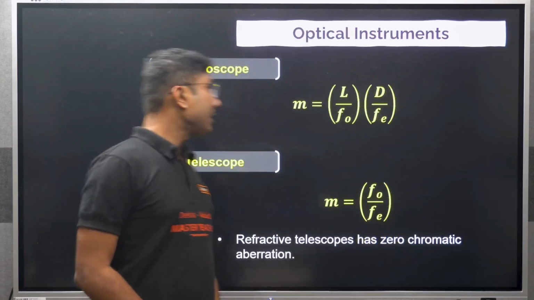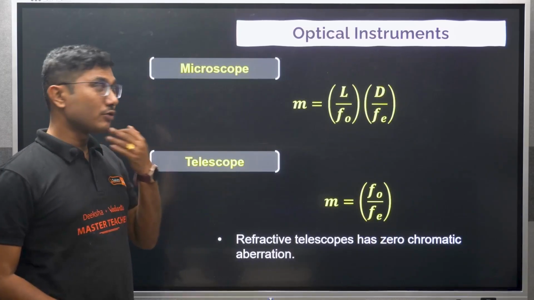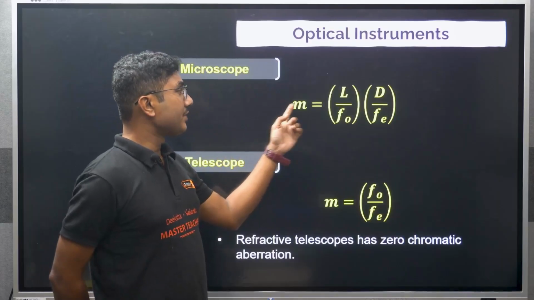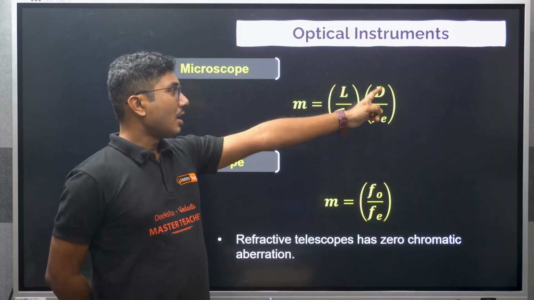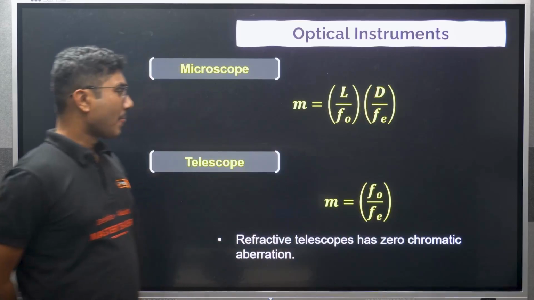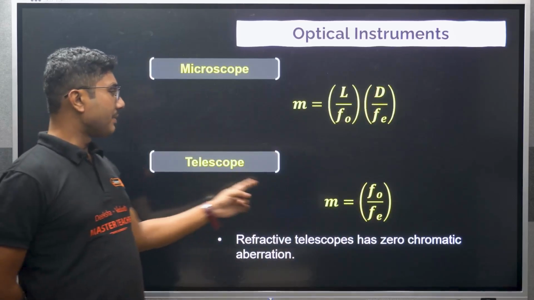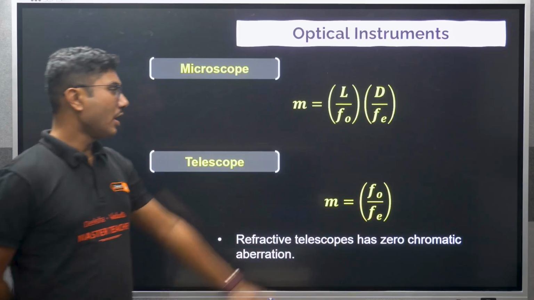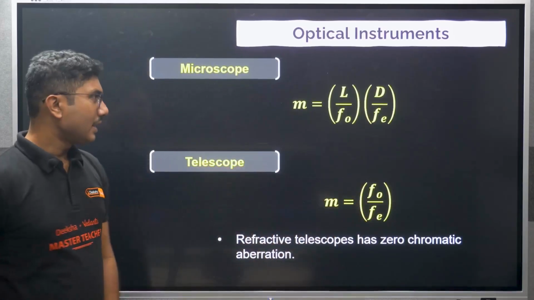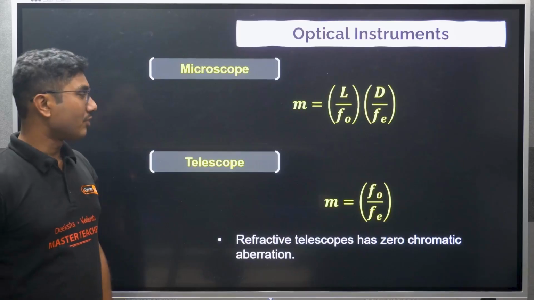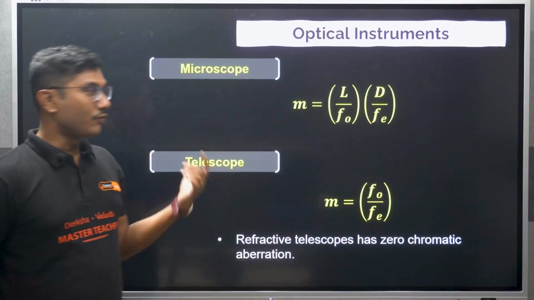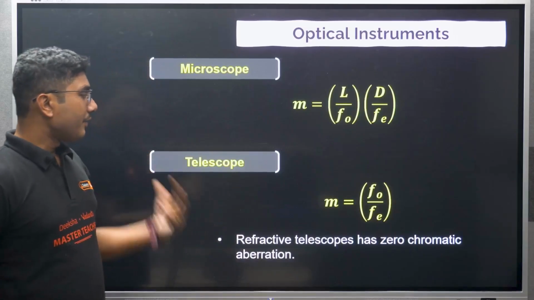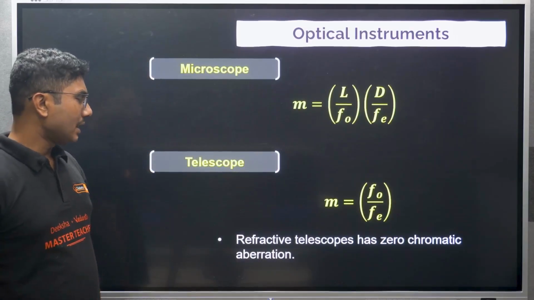Now optical instruments. We have two optical instruments, microscope and telescopes. The magnification for a microscope is given by L by F naught times D by Fe, whereas for a telescope it is given as F naught by Fe. In case of a telescope, the total length is also Fo plus Fe, right? For a microscope that is not the case, but for a telescope the focal lengths must be added so that it is perfectly fitted. Refractive telescopes have zero chromatic aberration.